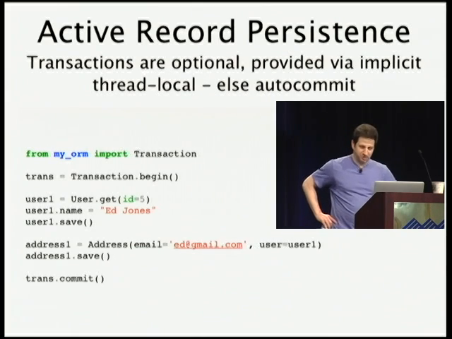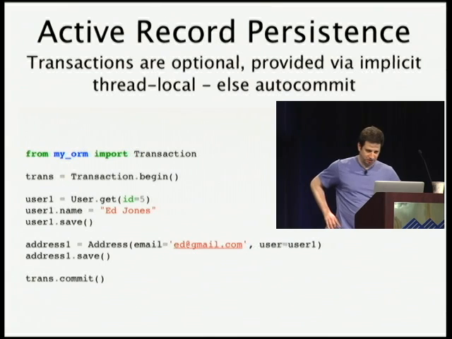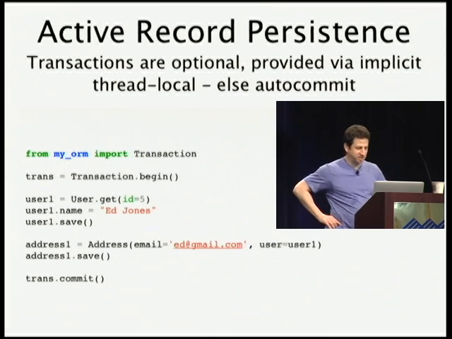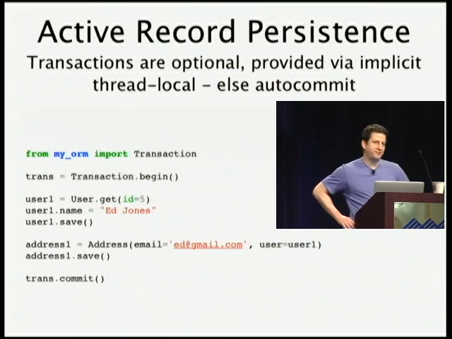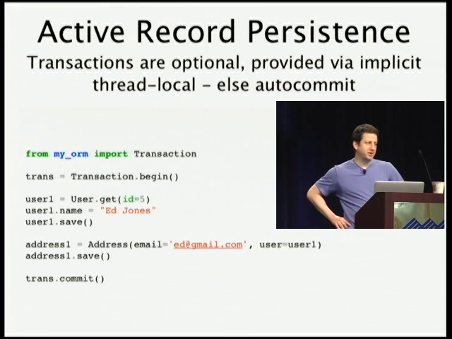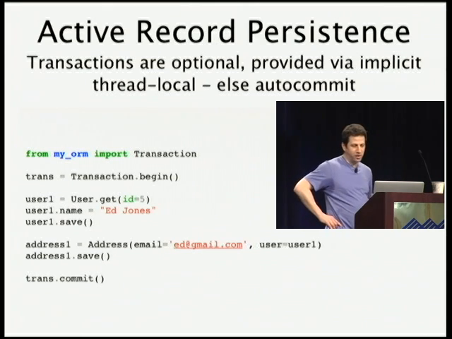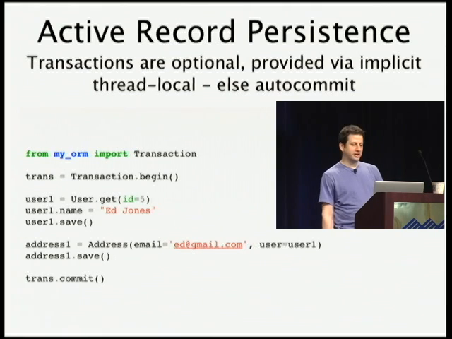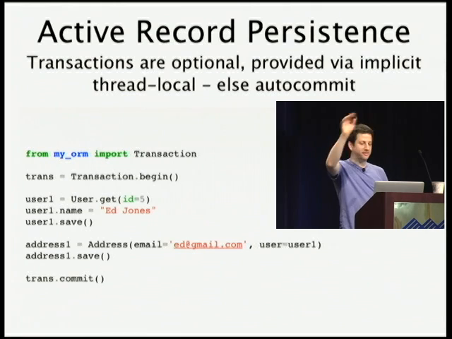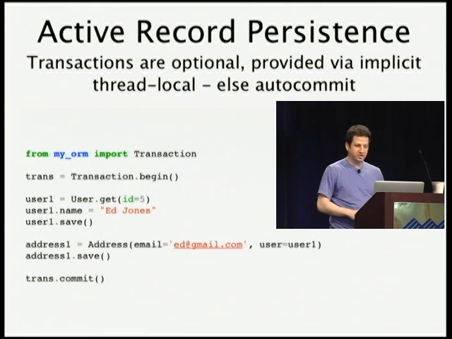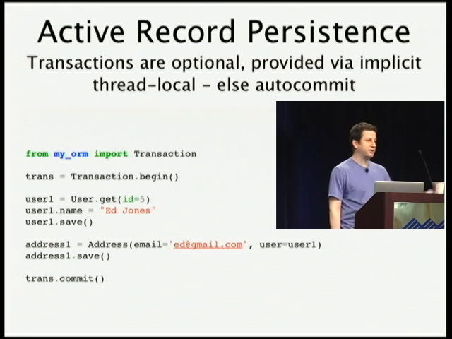The next idea of active record persistence is that there's no explicit transaction present by default. It's normally using auto commit, meaning when you say user.save, the insert goes in, the transaction is committed. You say address.save, the insert goes in, another transaction is committed. If you want to use transactions, the active record ORM provides that feature. You can use some kind of thread local global like transaction.begin, and then you can use several operations within the scope of the transaction and then commit it. So you can do transactions, but they're not on by default.